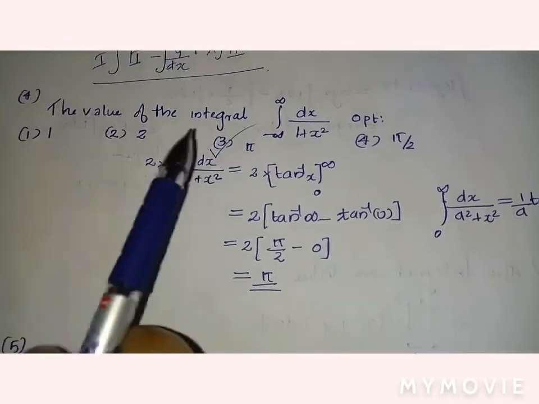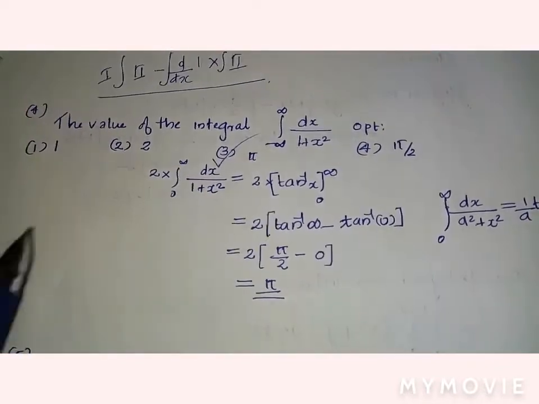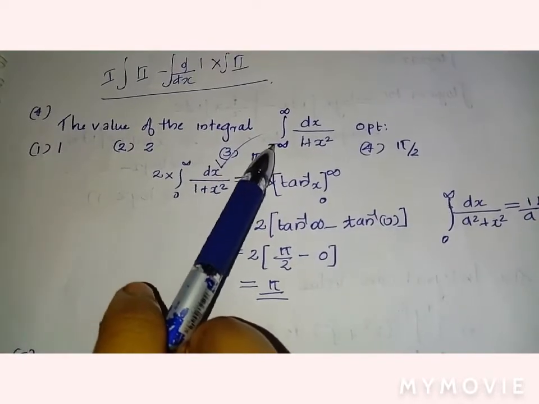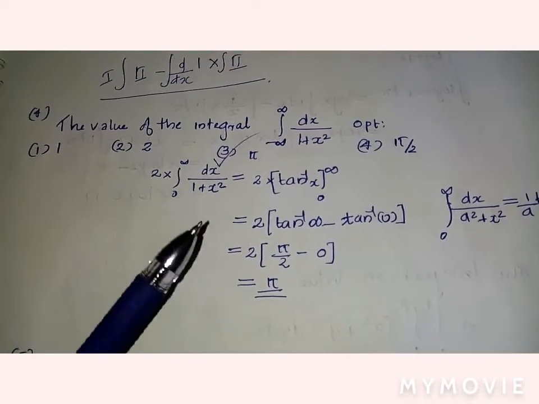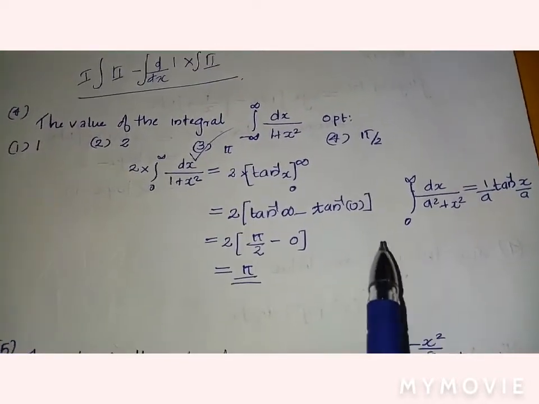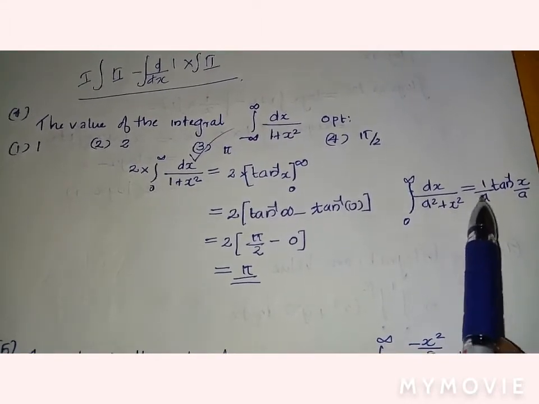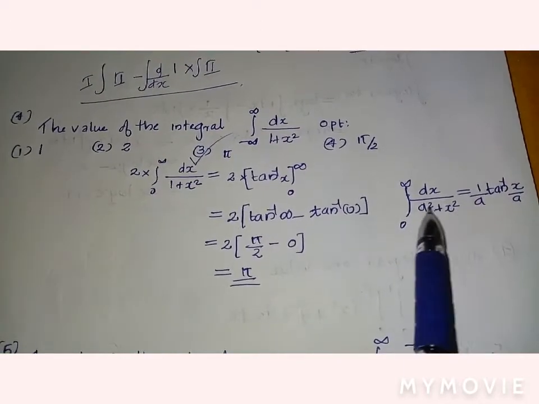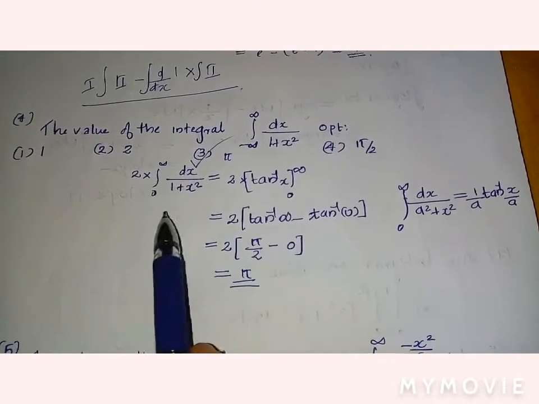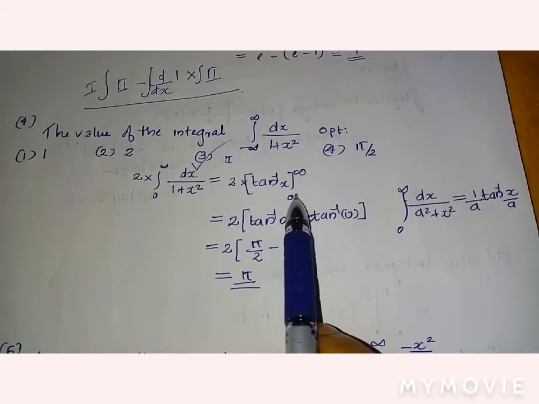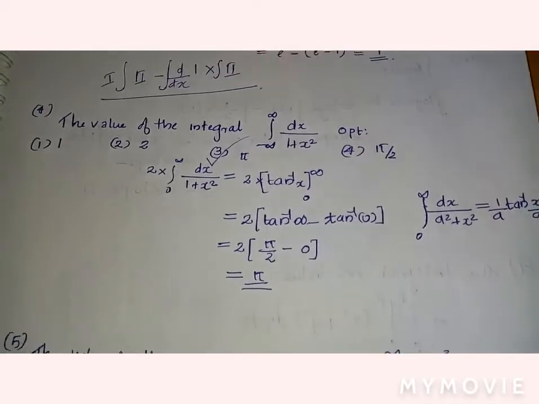Okay, in this problem the question is integral minus infinity to plus infinity dx divided by 1 plus x square. Here we know that integral minus infinity to plus infinity can be changed to 2 into integral 0 to infinity dx divided by 1 plus x square. This is the formula in which the integral of dx divided by a square plus x square is 1 by a tan inverse x by a. Here a is 1 in this question, so we get tan inverse x only. So 2 into tan inverse x, put the limits 0 and infinity. Tan inverse infinity is pi by 2. Tan inverse 0 is 0. So we get the answer as pi.